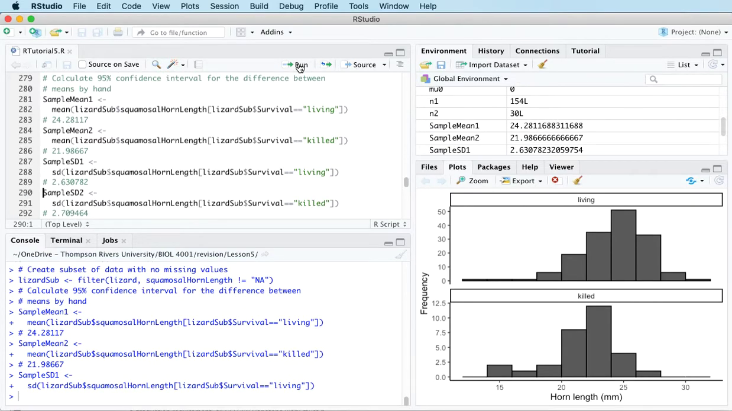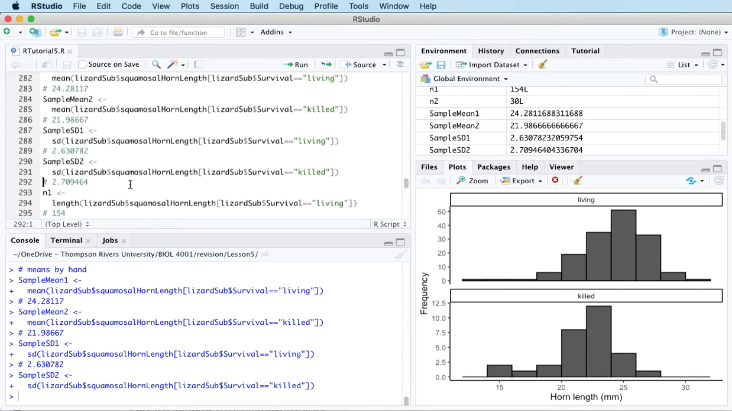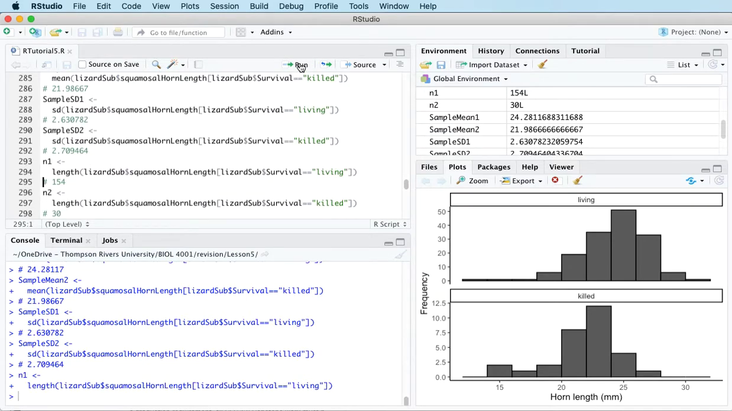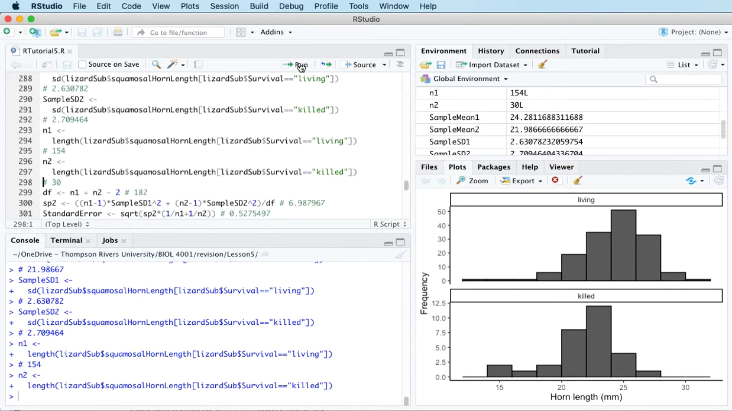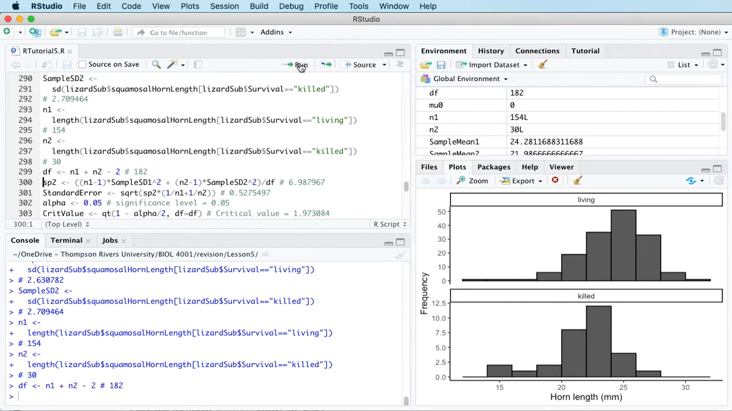Look at the sample standard deviations. Those are roughly the same. In the living group it's 2.63, in the killed group it's 2.71. The two sample sizes, there's 154 living lizards and 30 lizards that were killed. And I can combine those two sample sizes and then subtract 2 to get the degrees of freedom. And then I can combine the sample standard deviations using this formula, and that gives me the pooled variance.